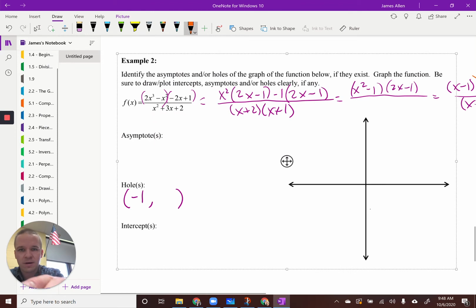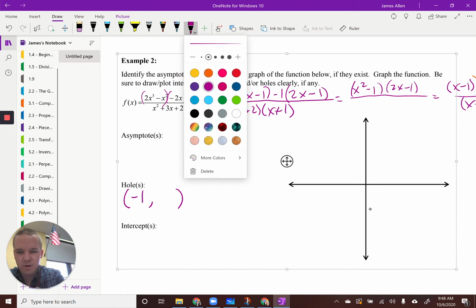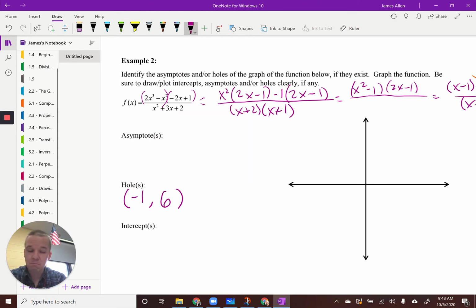So pop back over here. 6 is my y coordinate. Lovely. I like it. Fantastic. Wonderful.